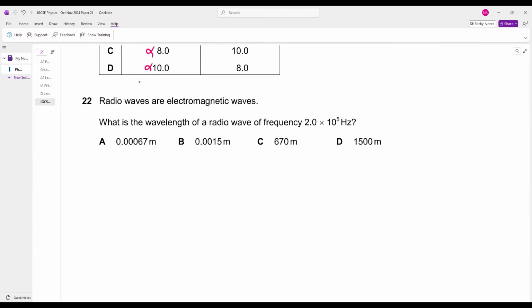Radio waves have an... Radio waves are electromagnetic waves. All electromagnetic waves have a speed of what? 3 into 10 raised to the power of 8 meters per second. What is the wavelength of a radio wave of frequency 2 into 10 raised to the power of 5 hertz?